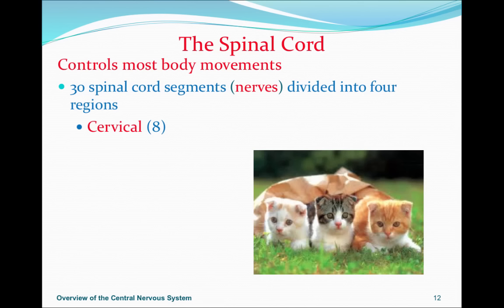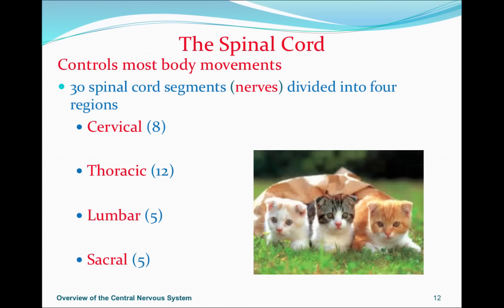The first region is called the cervical region. It has 8 main nerves that are supplying basically ability to the cervical segment of the spinal cord. And then secondly, you have the thoracic segment, which contains 12 nerves. You have the lumbar segment, and then lastly, you have the sacral segment, which has 5 main nerves. Okay, so these are the main nerves that supply the spinal cord and have to do with movement. So they control most bodily movements.